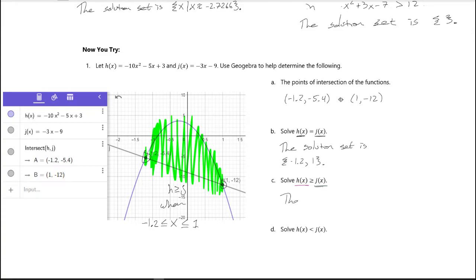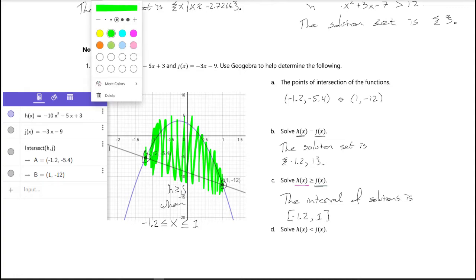So we can say the interval of solutions is the interval from negative 1.2 to positive 1, where we get to include the endpoints, so we'll use square brackets on that.